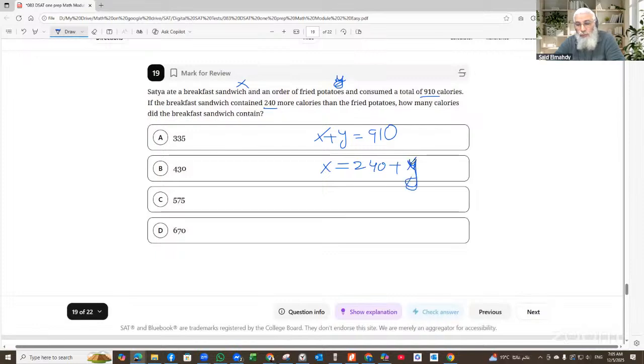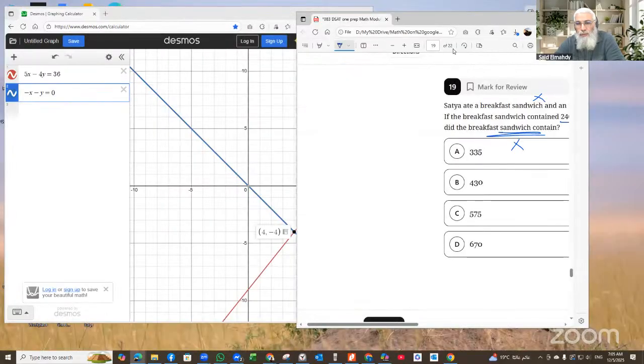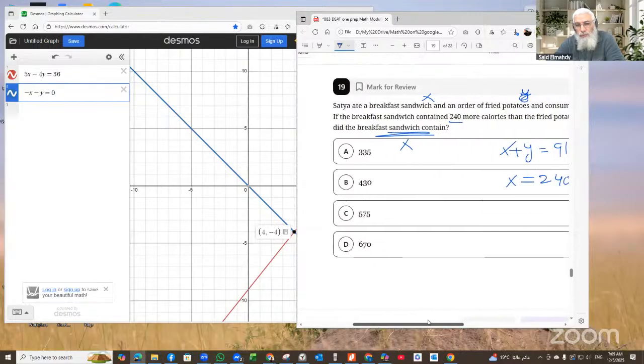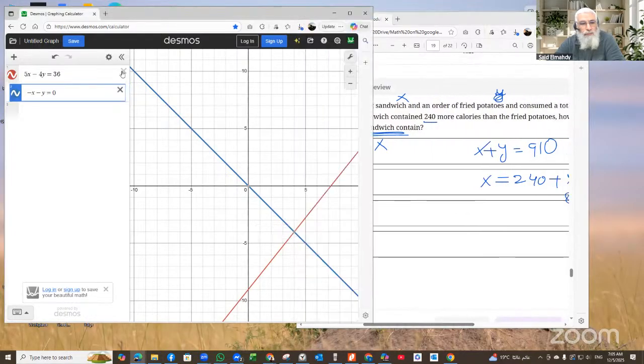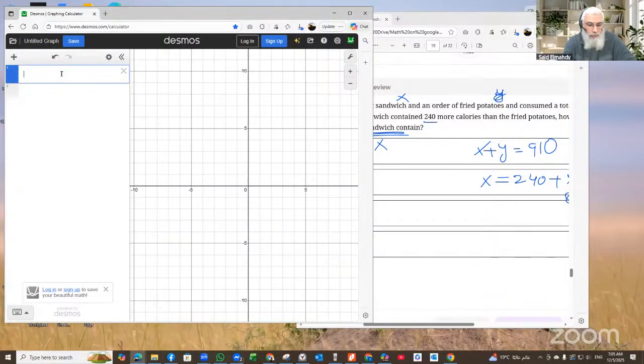So we have a system of equations here. We can solve it using Desmos. How many calories did the breakfast sandwich have? So we need to find X. This is Desmos. We can write X plus Y equals 910, and this one, X equals 240 plus Y.